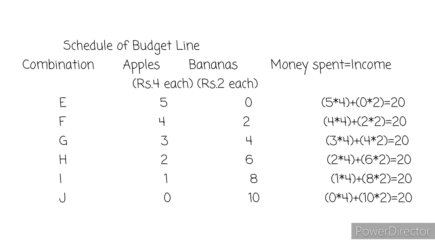Okay, with the same thing we'll make all of the combinations. 4 into 4 plus 2 into 2, similarly 3 into 4 plus 4 into 2, 2 into 4 and 6 into 2. So all these give you 20. So basically with the 20 income you can purchase any of these combinations.